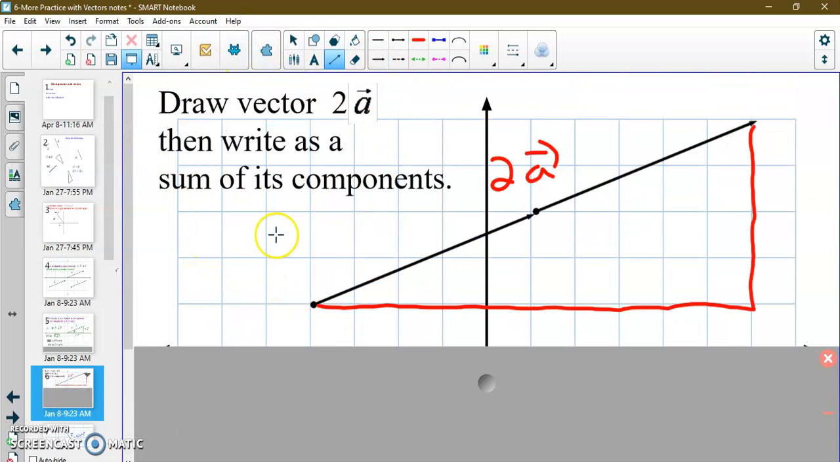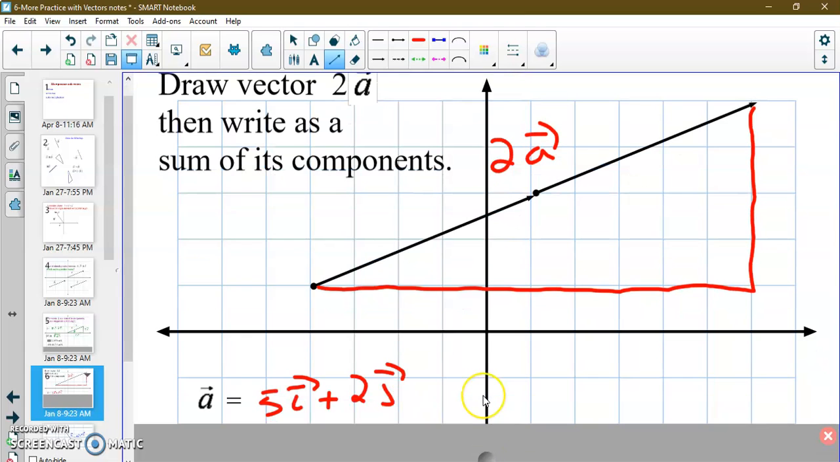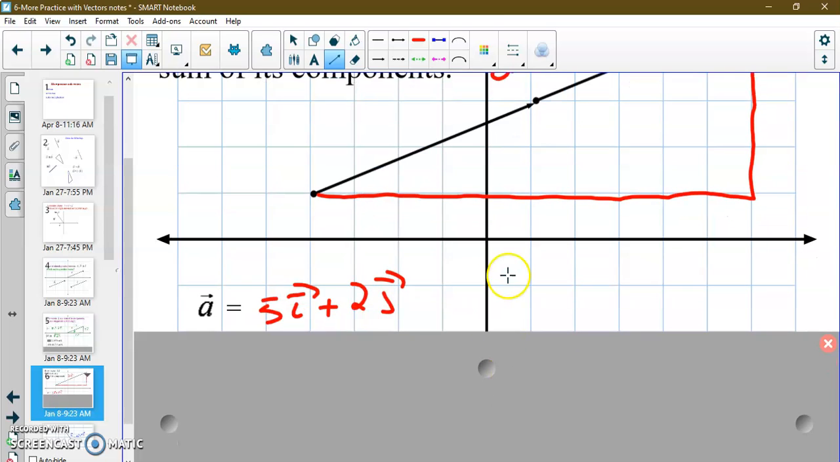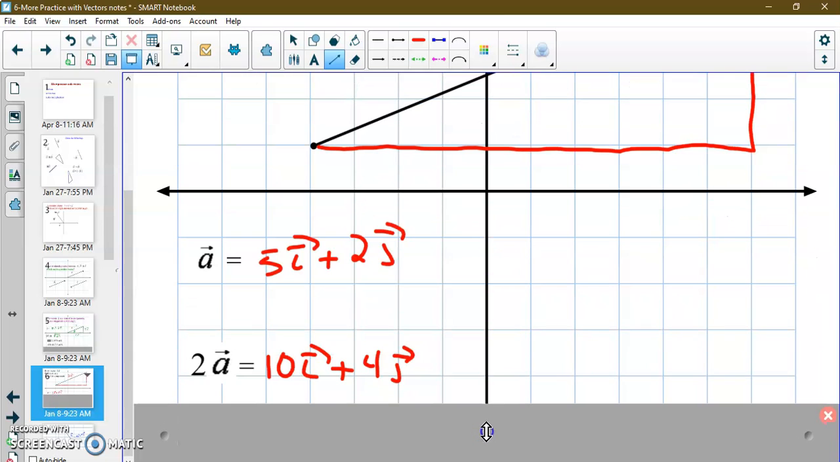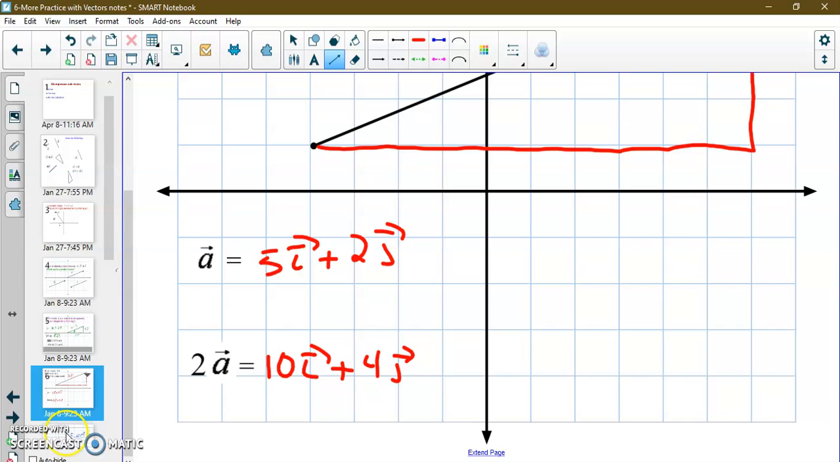Okay, draw vector 2A, then write it as a sum of its components. So we're not worried right now about the position. We took vector A here, we added a second one here, so it's got twice the distance, and you see it goes up 2 over 5, up 2 over 5 again, so this is going up 4 and over 10. So we're going to have 10i and 4j right there. So if vector A is 5i plus 2j, we're doubling that, so now it becomes 10i plus 4j.